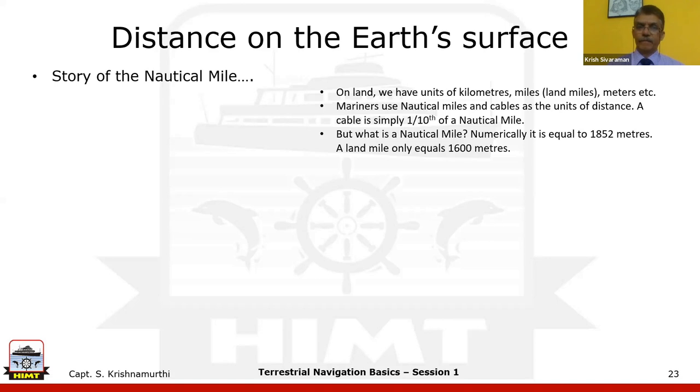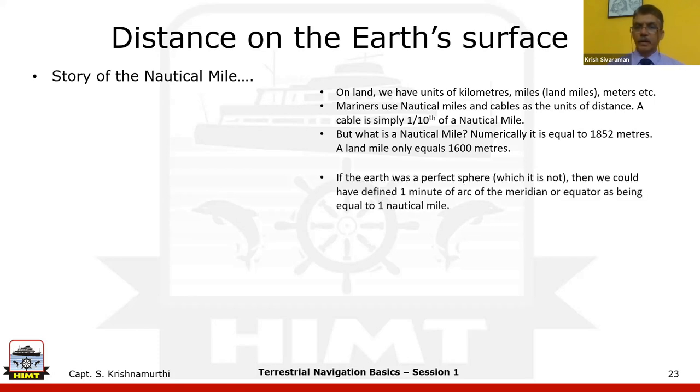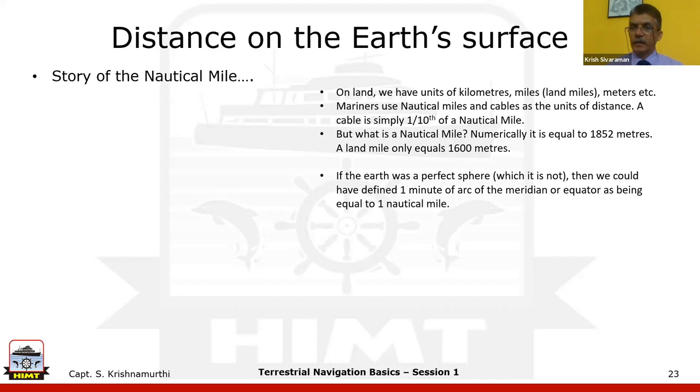So it is simply 1 minute of geographic latitude. Now, if the Earth was a perfect sphere, which we know it is not, it's slightly oblate, then we could have defined the 1 minute of arc of the meridian or equator as being equal to one nautical mile.